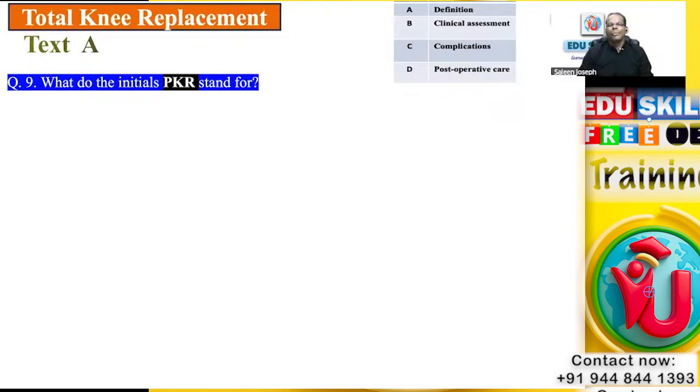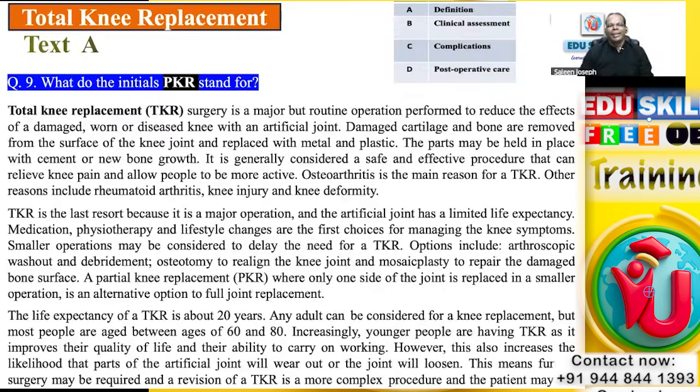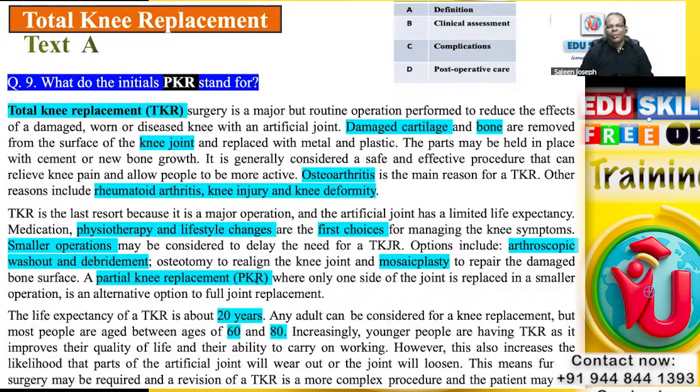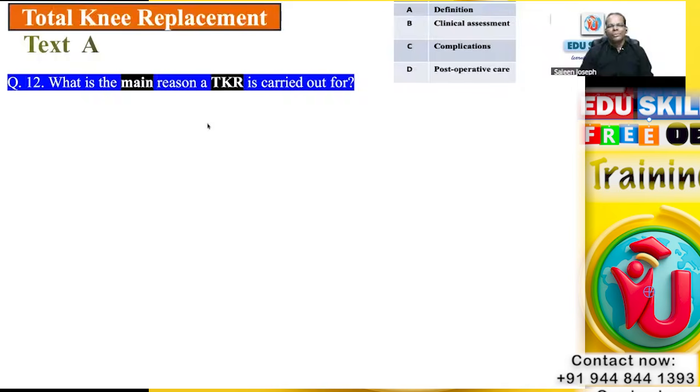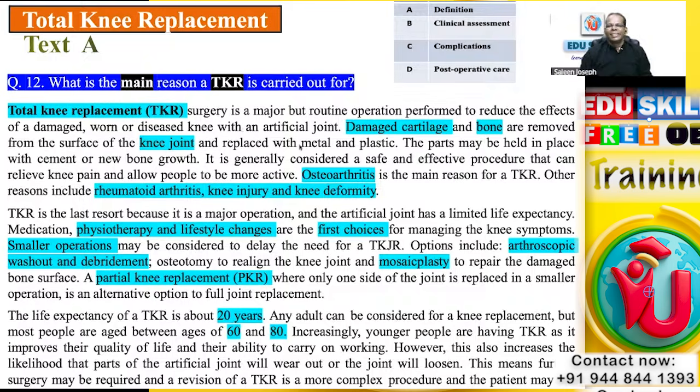Okay. What do the initials PKR stand for? What is the full form of PKR? We have already highlighted. And where is it? Here is partial PKR. Already, if you highlight PKR, that's more than enough. Okay. Or PKR is an answer. TKR is an answer. Okay. Then 12. What is the main reason a TKR is carried out for? Osteoarthritis. Fifth line. From the surface of the knee joint. Yes, osteoarthritis is the main reason. Main reason also, a scale is there.